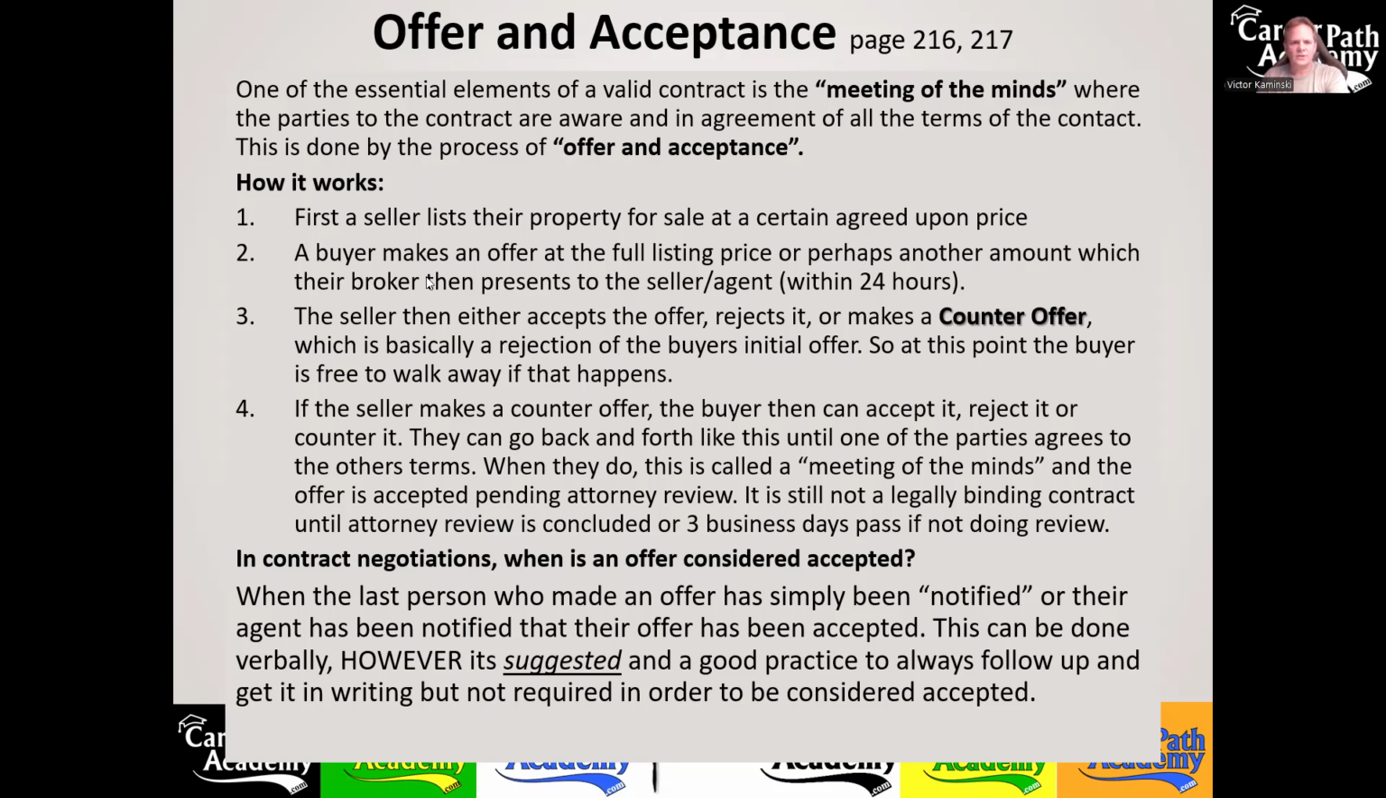So how it works is first the seller lists their property for sale at a certain agreed upon price. Now, how do they come upon that agreed upon price? We helped guide them there by doing a CMA with them, right? And we did that presentation and hopefully they priced the property properly. Now, a buyer makes an offer at a full listing price or perhaps another amount.